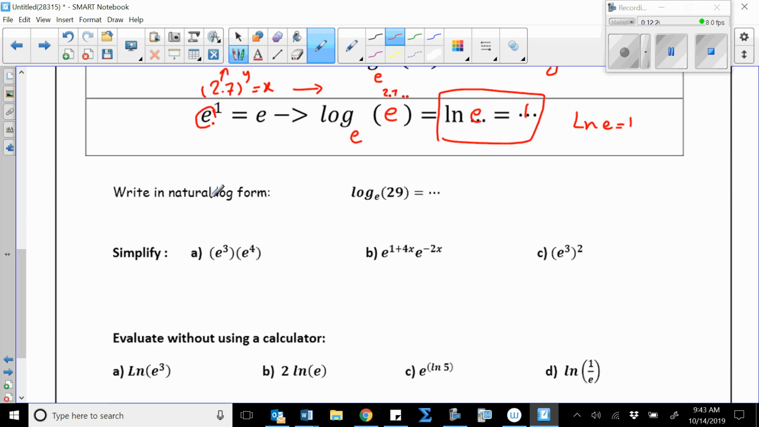So let's do some examples. We want to change this into natural log form. We said if you have log of a number with base e, you don't have to write it this way. You can just write natural log of 29, and that's it.